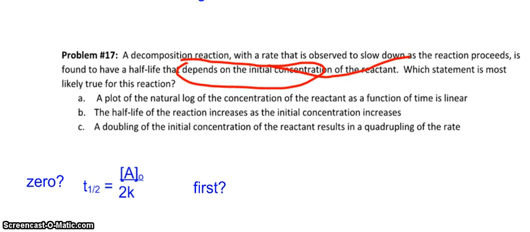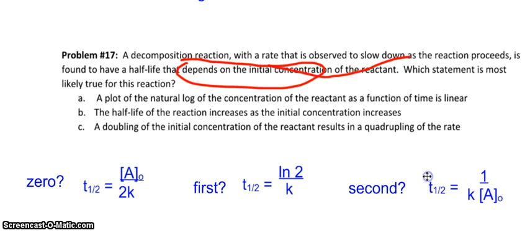And what is the equation for first order? Here it is. And does first order depend on the initial concentration? The answer is no. It's nowhere in the equation, so it's not dependent on the initial amount. All right, so that leaves us with the second one. And here's the equation. And what's happening here is that yes, it is dependent on the initial concentration.